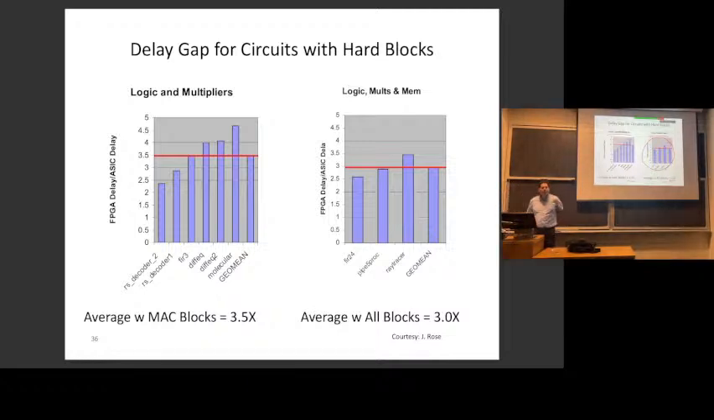Yeah? So like the programmable routing, you mean? So, yeah. So, yeah, that's exactly right. So we don't get the speed up with the hard blocks, but we do get the area win, as long as we actually use them. I mean, obviously, if we don't use them, then we don't.